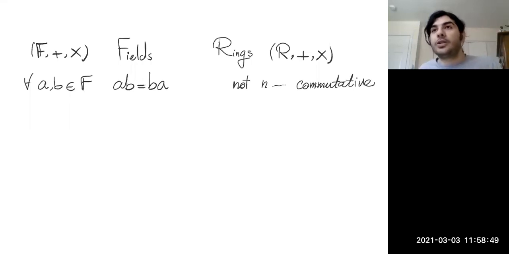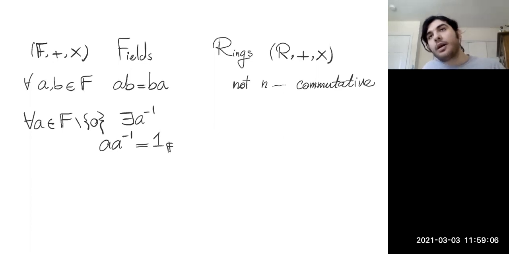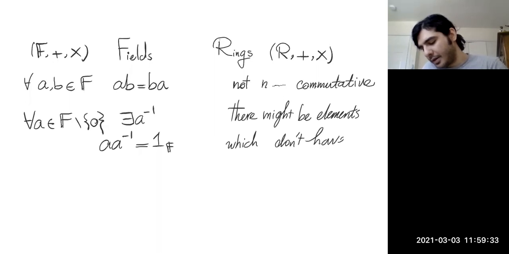The other property which a field has is that for any element A in the field which is not zero, a non-zero element, there exists A inverse, where A times A inverse is equal to the identity or the one of the field. That is not necessarily true about rings. Some elements might have a multiplicative inverse. Some elements might not have a multiplicative inverse. So there might be elements which don't have multiplicative inverse.